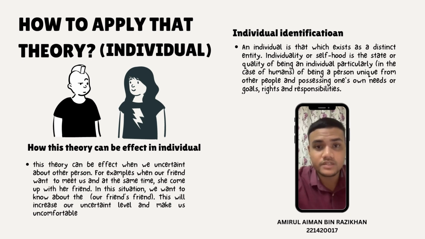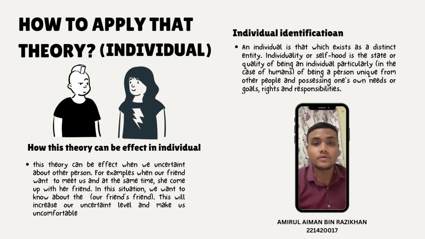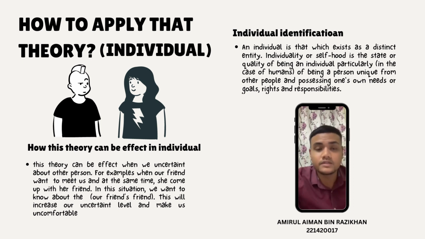An individual is that which exists as a distinct entity. Individuality or selfhood is the state or quality of being an individual, being a person unique from other people and possessing one's own needs or goals, rights and responsibilities. As human beings, we always face this uncertainty reduction theory. For an individual, this theory can be applied when we are uncertain about another person.